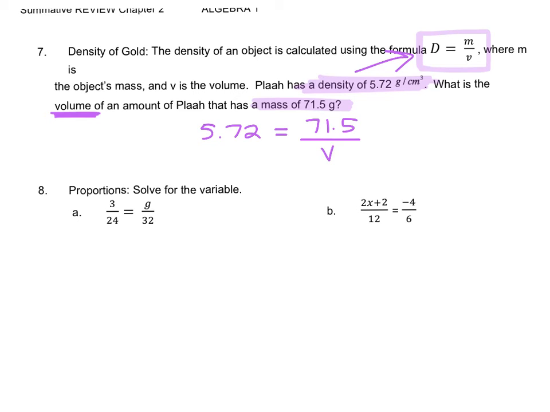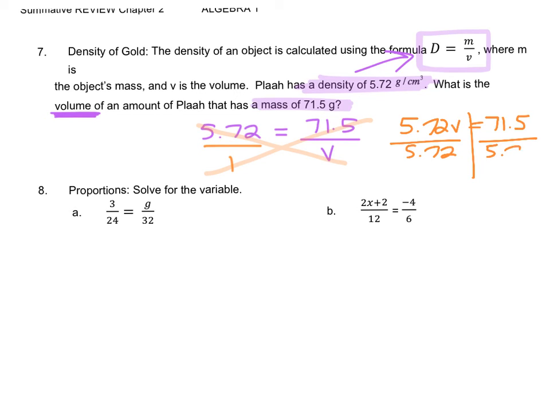I like to think of this as a proportion. If I put 5.72 over 1, I can go ahead and cross multiply. By doing so, it makes it a much easier problem. 5.72V equals 71.5, divided by 5.72 on both sides. And I end up with V equals 12.5.